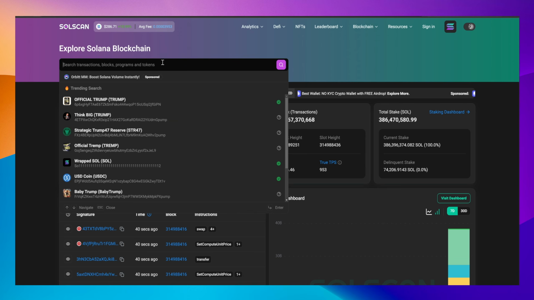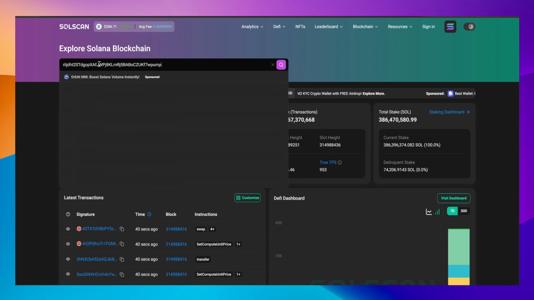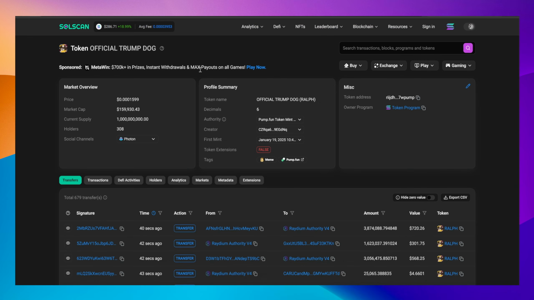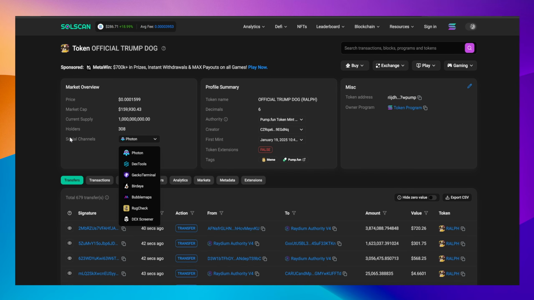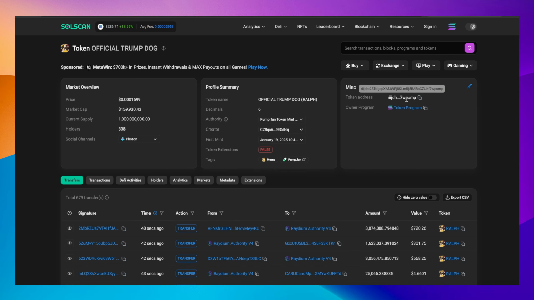If we go back to the homepage and instead of pasting a transaction hash, we paste a token contract address, we're gonna be displayed with a lot of information regarding this token. Like for example, its current price, market cap, current supply, how many holders it has, and some social links, like Photon, DexTools, Birdeye, DexScreener, RugCheck, and so on. Aside from that, we're gonna have some tags, which in this case are meme because it's a meme coin, and pump fun because it was launched on pump.fun. And keep in mind that any token that was launched on pump fun is gonna have this pump at the end of its address.